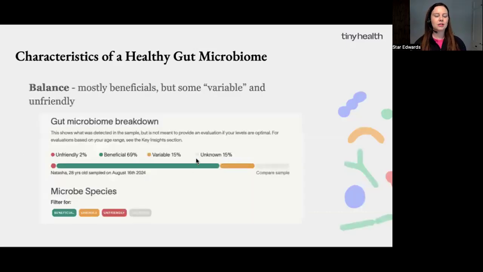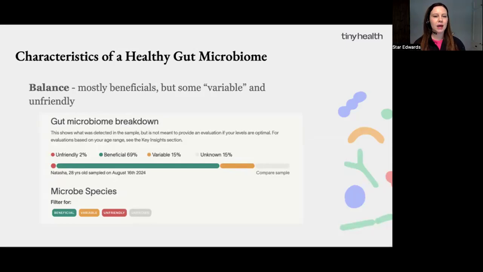Second, we want balance. We want mostly beneficial microbes, but it's okay to have some variable and unfriendly. Now, a variable microbe is also known as an opportunistic. These are microbes that we can have in small amounts, and in small amounts, they may contribute to health. But when they are elevated, especially if there's a lot of different types of them that are elevated, or we see this in conjunction with not having enough beneficial or having too many unfriendly, then they seem to take on a role of more of a villain. So they become more unfriendly in those situations.